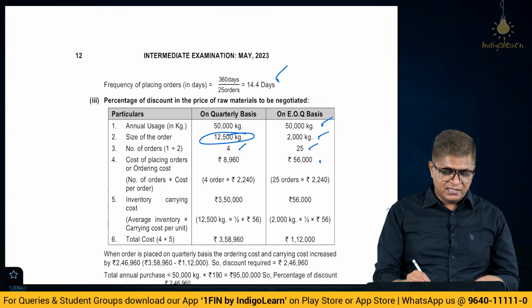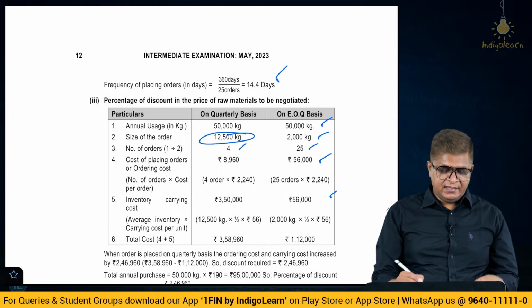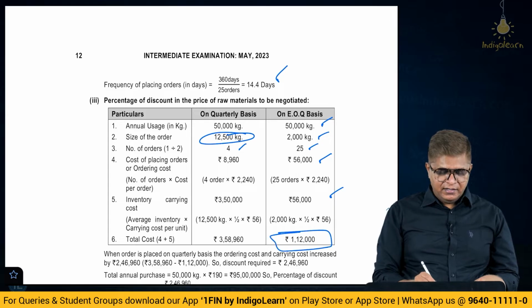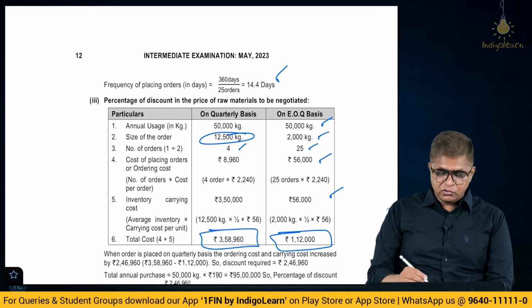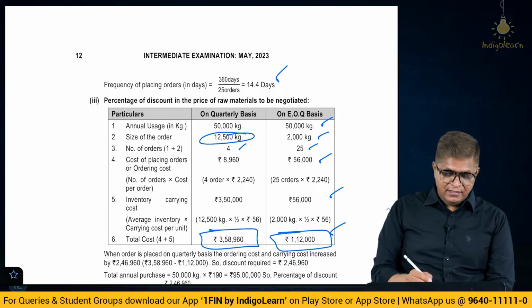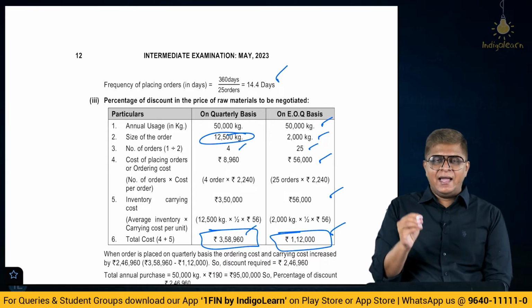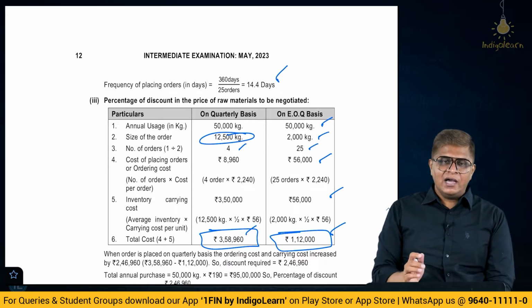So cost of placing the order, cost of carrying the inventory. If we total both of them, we get the cost. So under the EOQ we have 1,12,000, whereas under the negotiated quarterly basis we have 3,58,960. That means whatever incremental cost is there, at least that much discount we have to ask for.